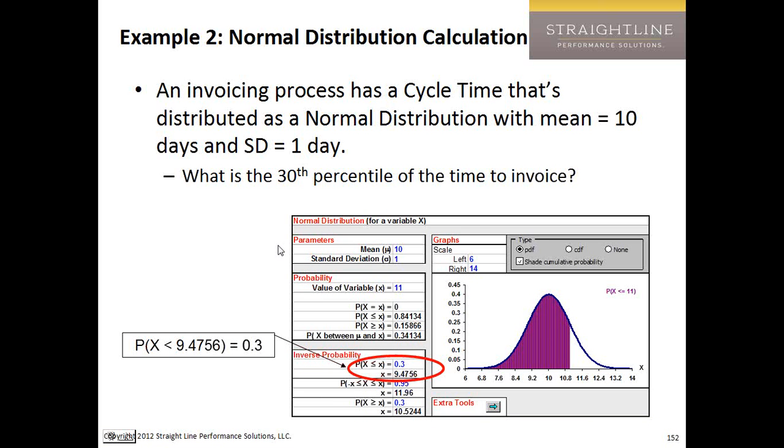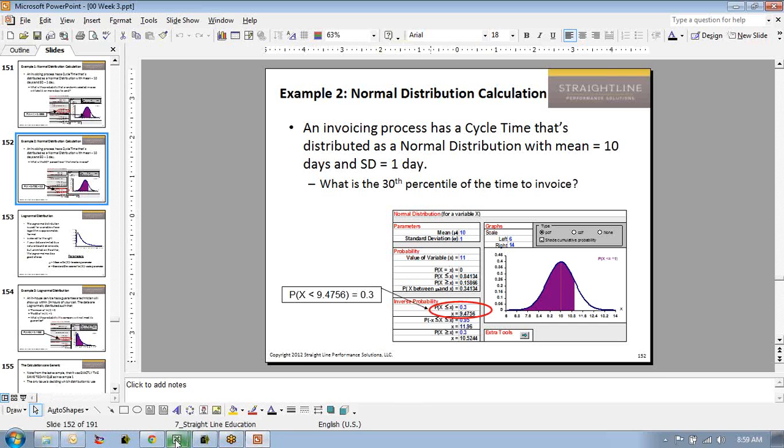Okay. Now, suppose we wanted to do something else. Suppose we wanted to say an invoicing process has a cycle time that's distributed as a normal distribution with mean of 10 and standard deviation 1 day. Again, it's the same as it was before. What's the 30th percentile of this? Or what is the point such that 30% of the time we are less than that value? If we wanted to give you a guarantee that 30% of our deliveries will be less than this, what would be the answer to that question?